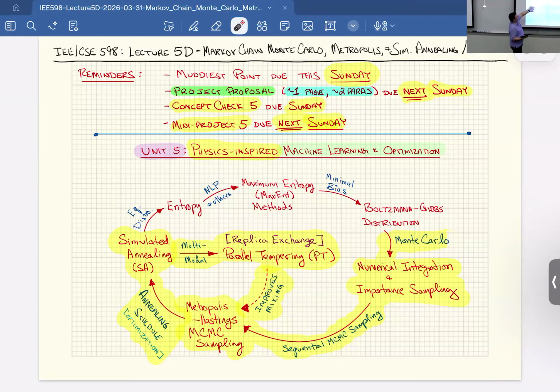Concept check 5 over this unit 5 physics stuff is this weekend, this Sunday, and then mini project 5 is then due the week after that. Questions?